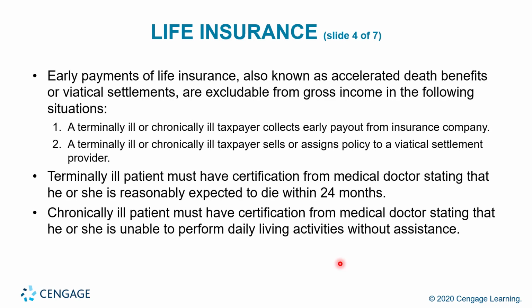So early payment of life insurance, also known as accelerated death benefits or viatical settlements, are excludable from gross income in the following situations. A terminally ill or chronically ill taxpayer collects early payout from the insurance company, or a terminally ill or chronically ill taxpayer sells or assigns the policy to a viatical settlement provider. A terminally ill patient must have a certification from a medical doctor stating that he or she is reasonably expected to die within 24 months. A chronically ill patient must have certification from a medical doctor stating that he or she is unable to perform daily living activities without assistance.